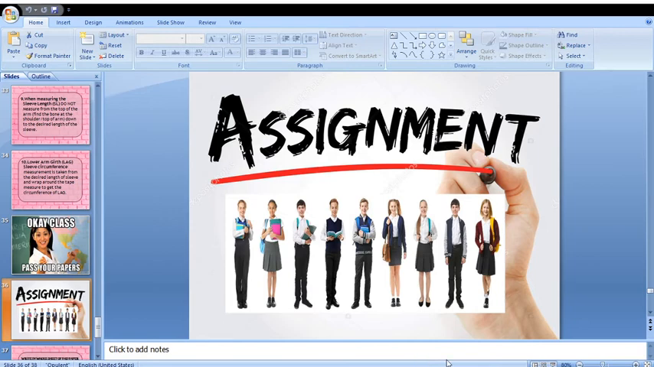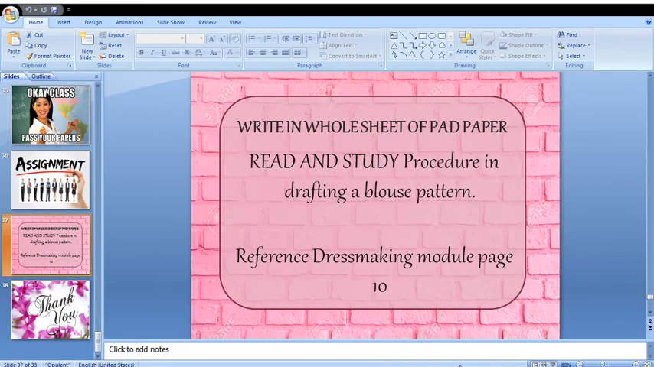So for your assignment, you're going to write on 1 whole sheet of pad paper. Read and study the procedure in drafting a blouse pattern. For your reference, you may study the dressmaking module page 10. So are there any questions, class?